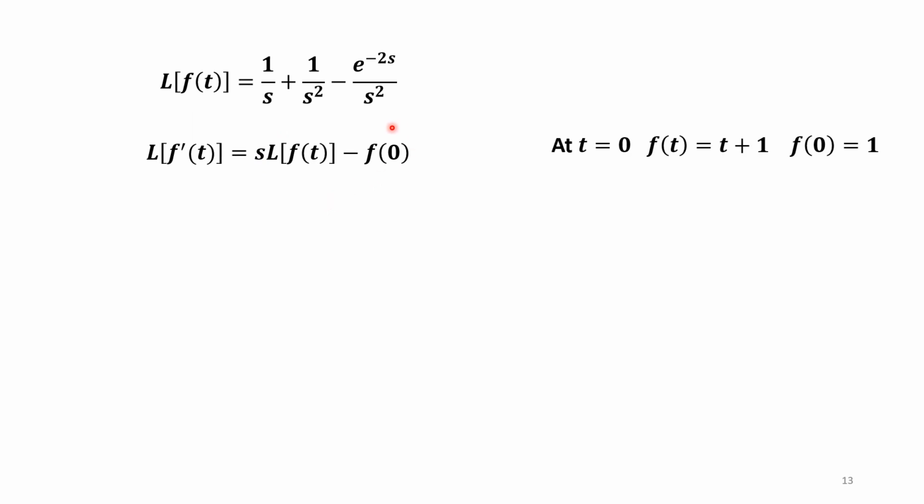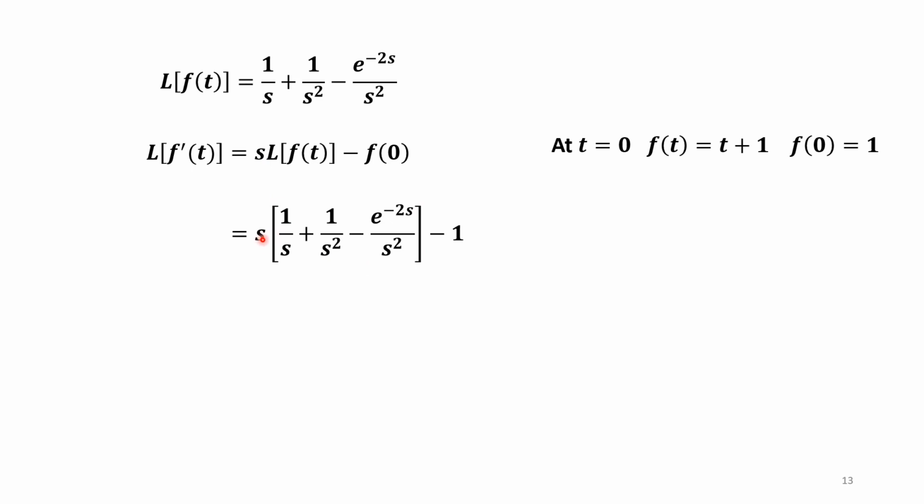Before that, what is the value of f of 0? From the given problem, f of t is equal to t plus 1 for 0 less than or equal to t less than 2, which means that when t is 0, the function defined is t plus 1. So when we substitute t equal to 0, we get f of 0 equal to 0 plus 1, that is equal to 1. So f of 0 is 1.